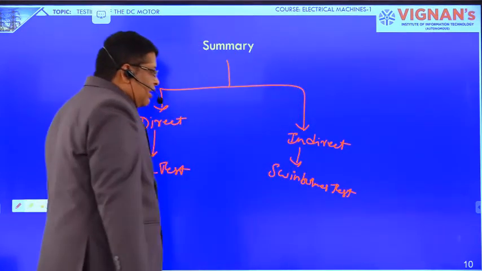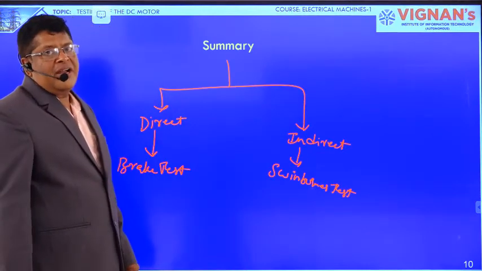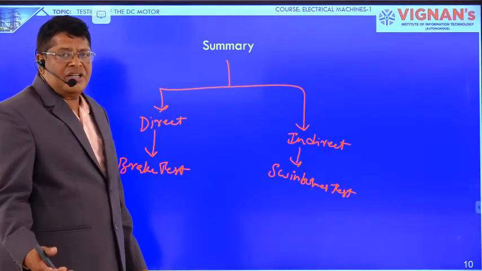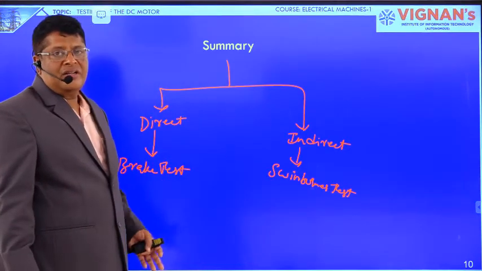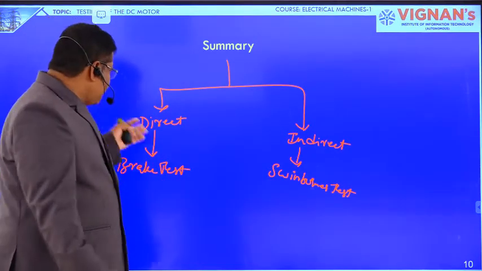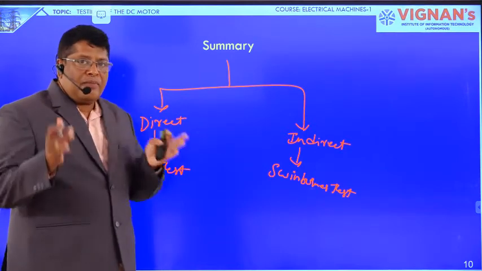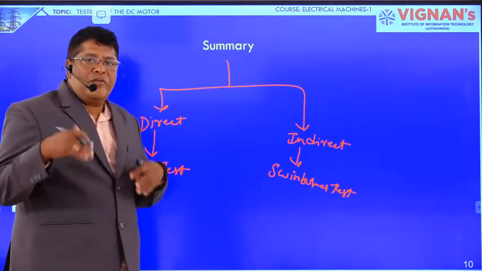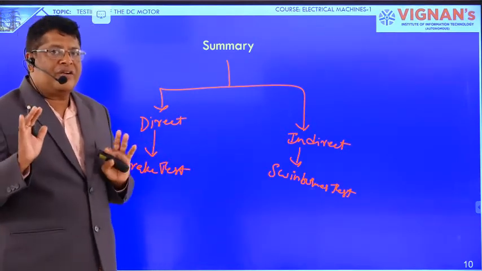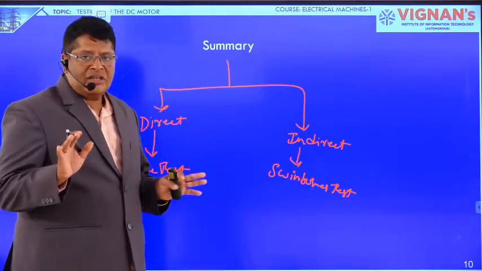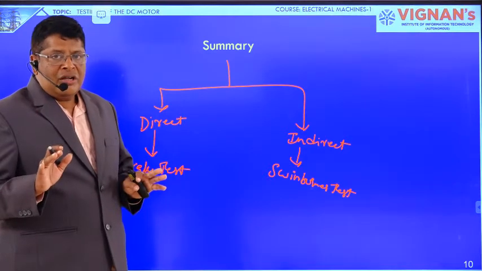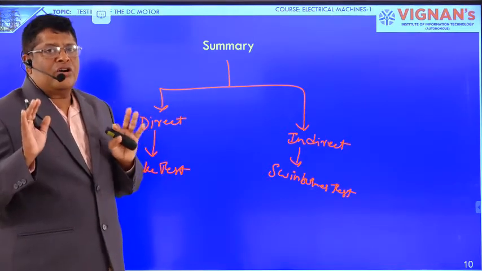Now, how do you calculate the efficiency of a DC motor or generator in these two tests we have studied? In case of the brake test, there is some amount of power wasted during the test, but we can calculate the efficiency of a motor. But in case of the Swinburne test, it is a no load test. From this test, we are calculating only the constant losses.